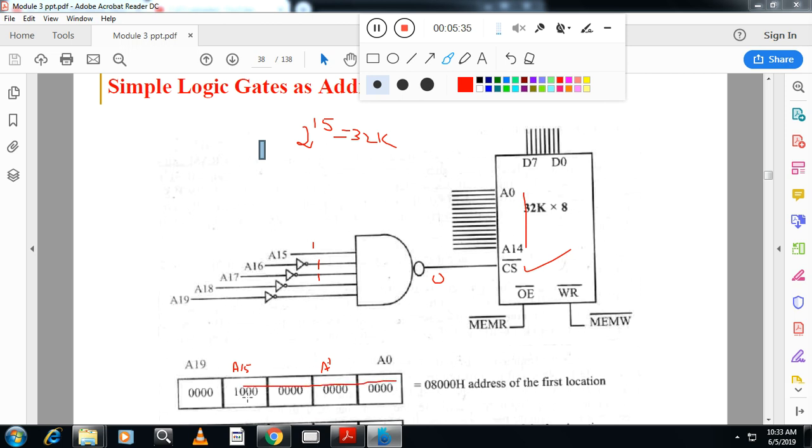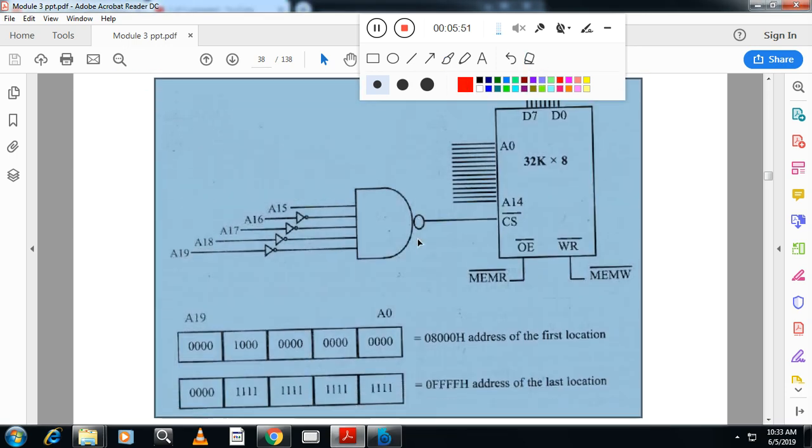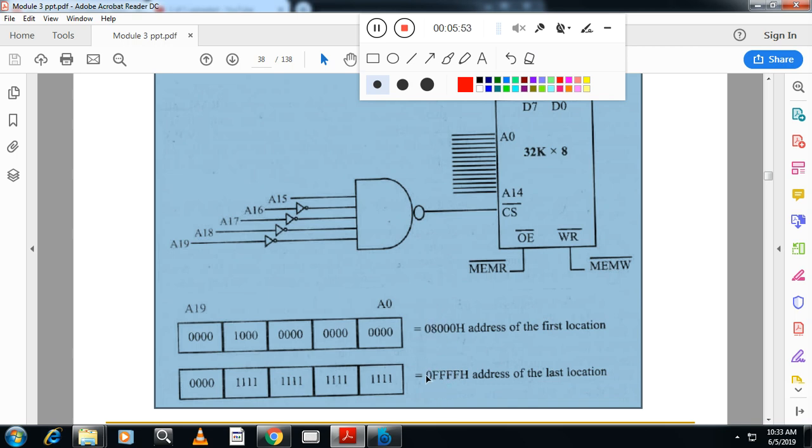Zero, it can take any value. It is variable. So when you take all the values 0, this is the first combination. When you take all the values 1, the combination is this one. So this is the address range for this chip.